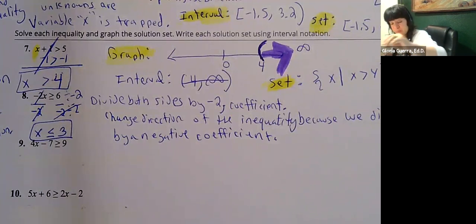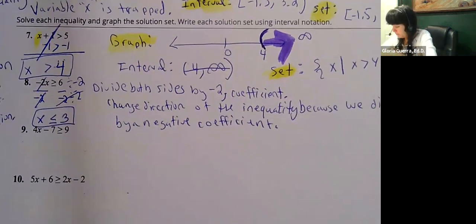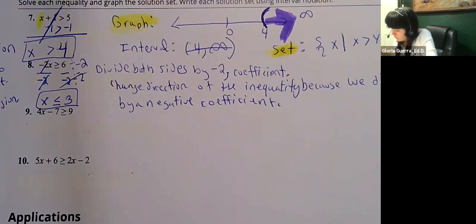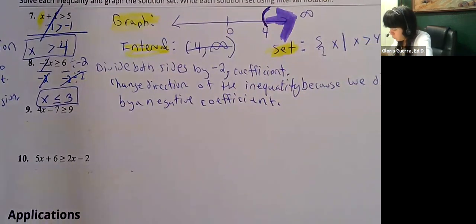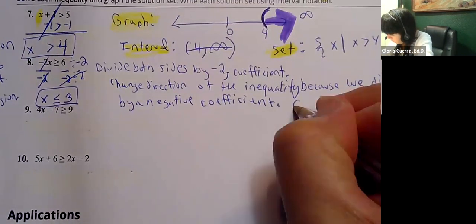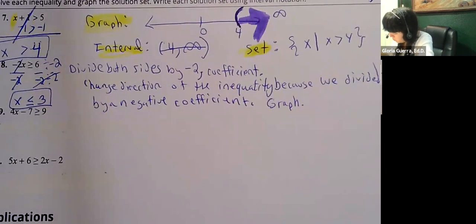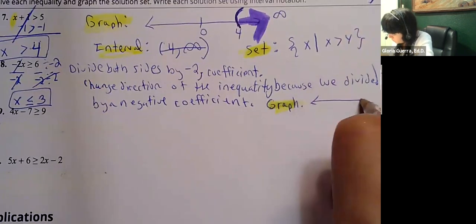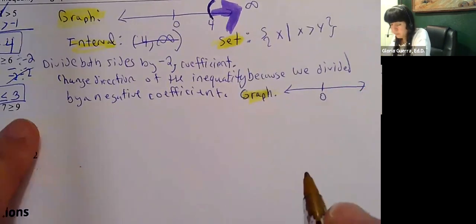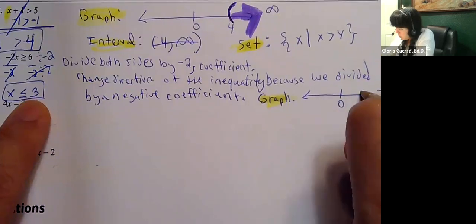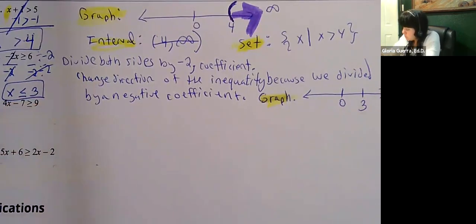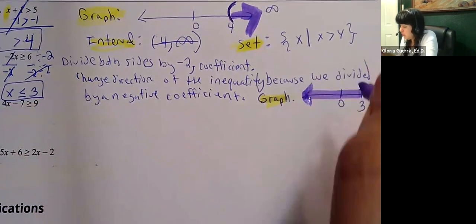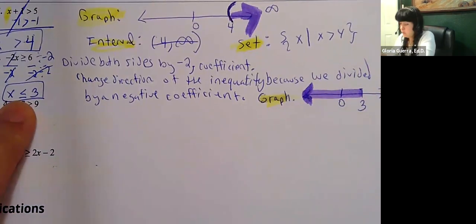Okay, so now let's see. Number 9. So on 8, the interval is still good, but we need the graph for 8. So we draw a number line and plot 0 to give us orientation. And I'm going to plot that 3 there. This is saying all your x's are less than or equal to 3, so we'd have to shade to the left of 3. See how the inequality is pointing to the left? So shade to the left.